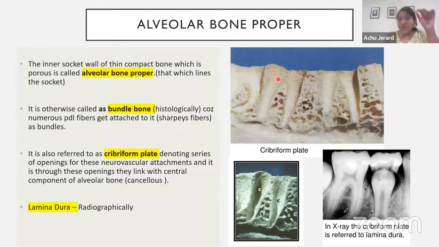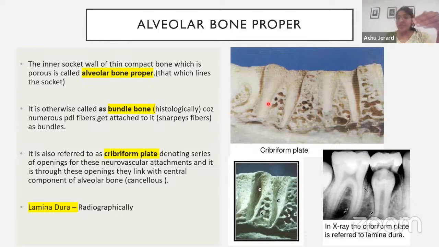Why the minute openings? Because you have the Sharpey's fiber attachment to it. That is a bundle of fibers, no? So that is why it is called bundle bone. And it is called alveolar bone proper because it is that portion of the alveolar process which actually holds the tooth. And then the name cribriform plate is also given because it has got a series of openings for the nerve endings, as well as blood vessels and all that. So that is why it is given the name cribriform plate.